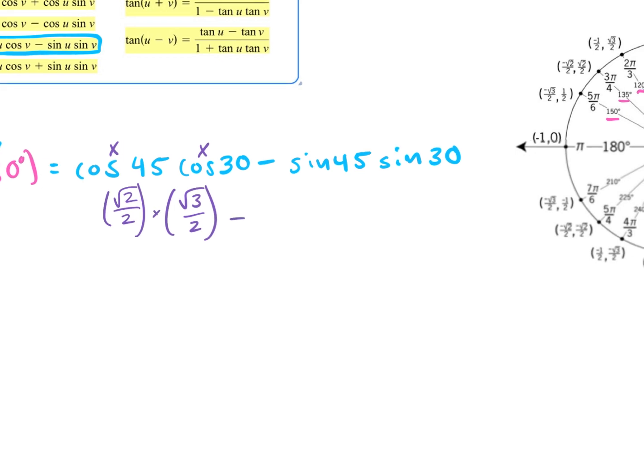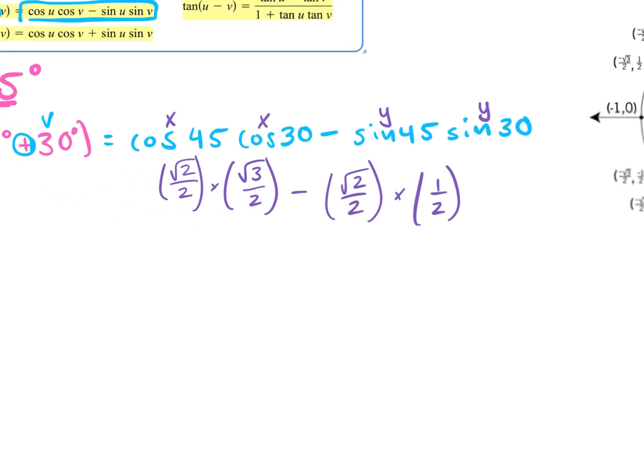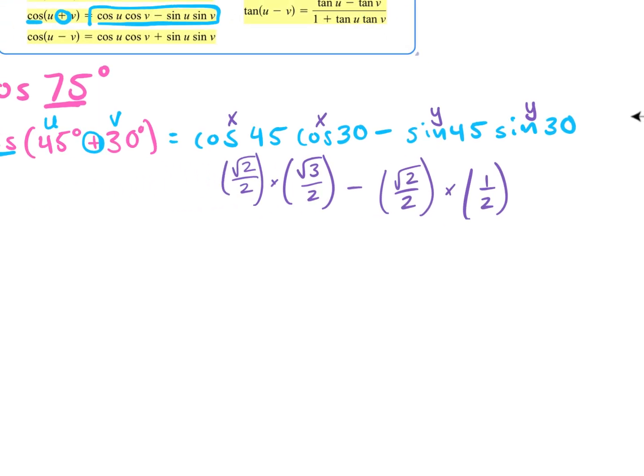Minus sine of 45. So sine tells us we look at what on the unit circle? Y. What's our y value at 45 degrees? Square root 2 over 2. And then sine of 30, sine tells us we look at the y value. What's our y value at 30 degrees? 1/2. So once we find each one of these trig functions, we just multiply and then subtract together.